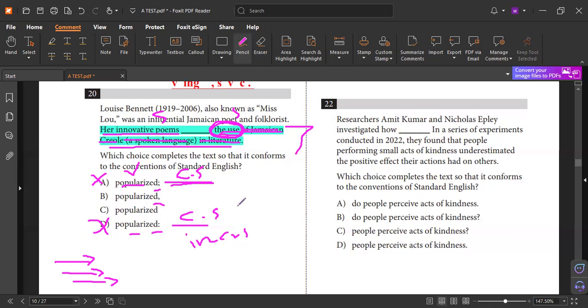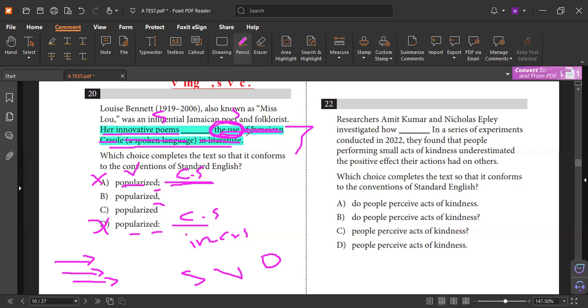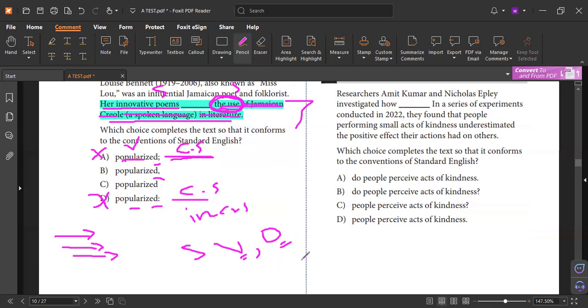Now B or C, let's check. Do we have any reason for this comma? I told you about a common mistake. Subject, verb, object. Here, popularized. Popularized what? The use of Jamaican. If you put a comma between the verb and the object, it is wrong. Now, a comma between the subject and verb is also wrong, because you separate the subject from the verb. So B has the common mistake of separating the verb from the object. So B is wrong.